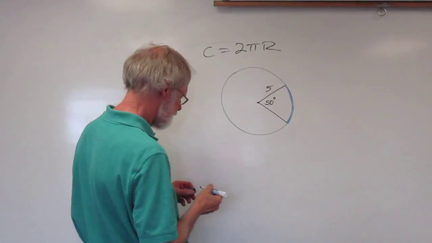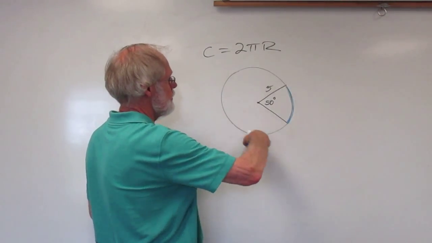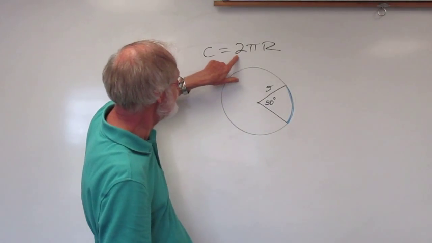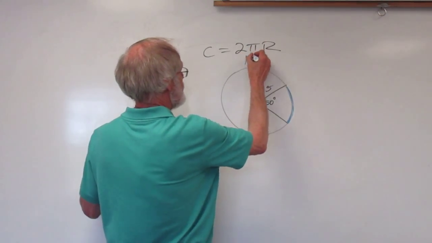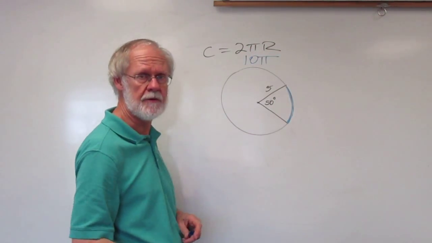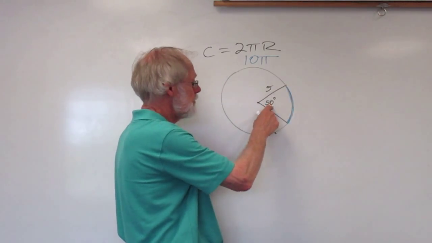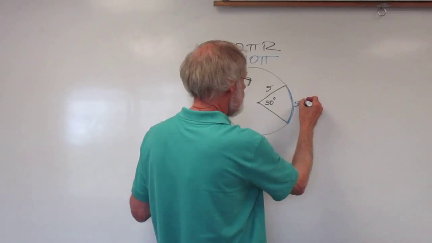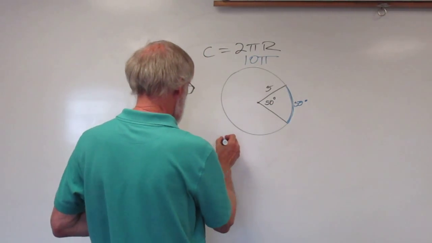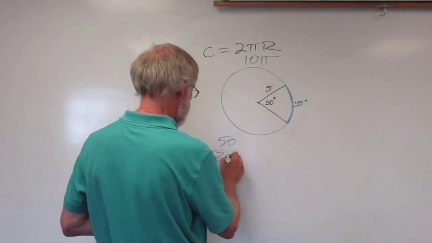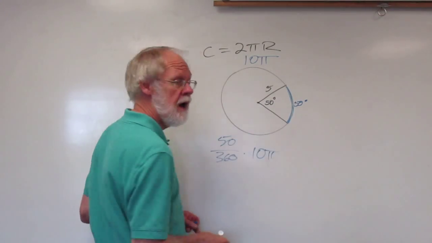To do that, the first thing we have to do is find the entire circumference. The entire circumference is 2 times 5, which is 10 pi. Now, all I want is this portion. This is a central angle, so this is a 50-degree angle, and the entire circle is 360. So what I want is 50/360ths of 10 pi.